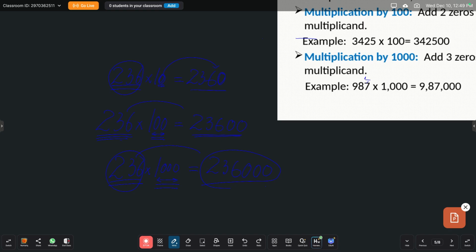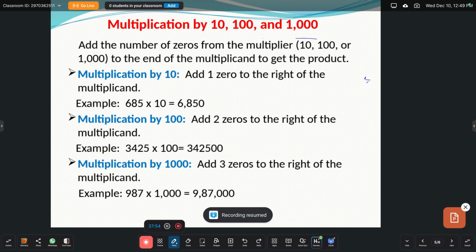So always remember this thing, okay? Whenever you have to multiply any number by 10, 100 or 1000, write down that multiplicand, and add as many zeros as there are in the multiplier. If it is 10, add 1 zero. If it is 100, add 2 zeros. If it is 1000, add 3 zeros. So beta, this is how we do this part, that's multiplication by 10, 100 and 1000.